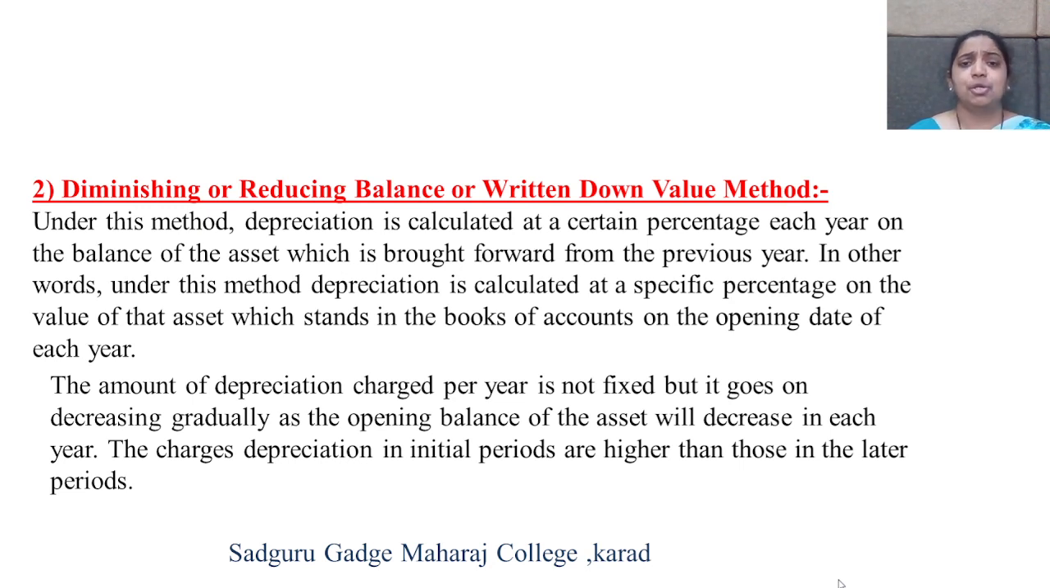Got it, everyone? So two types of method we have seen over here. The first is fixed installment, where it is always charged on the original cost of an asset per year until the depreciation is charged. And the second one, which is diminishing, which is always calculated at a certain percentage each year, on the balance brought forward from the previous year. On that, the depreciation will be charged.